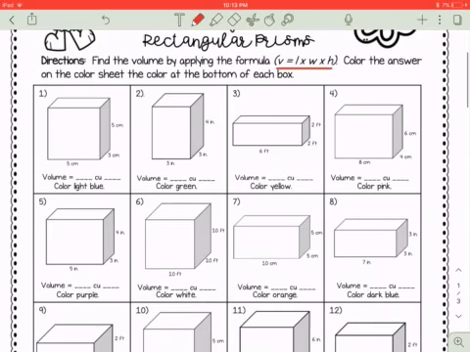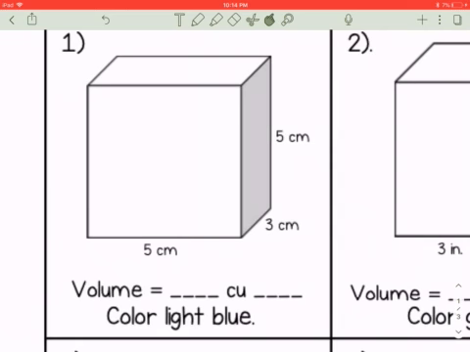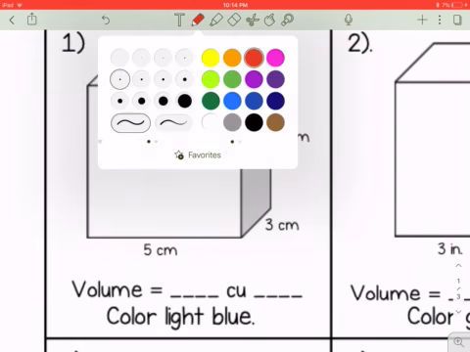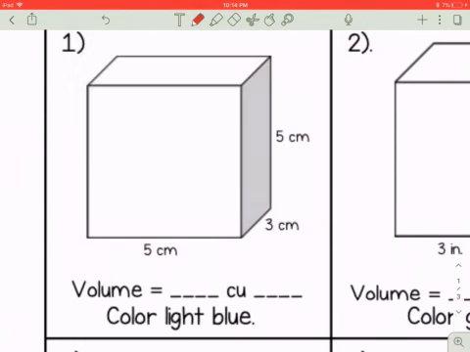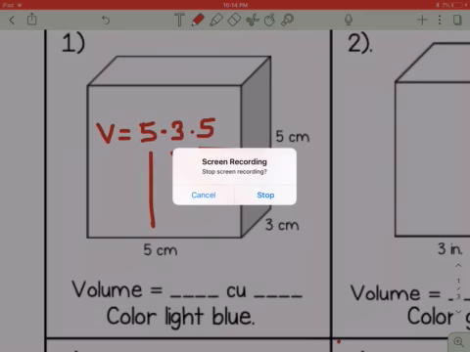So here is your actual worksheet, and I'm going to do a couple problems with you. So the first one says to find the volume of that shape right there, of that rectangular prism. And to do that, I am going to take the length times the width times the height. So I'm going to say volume equals 5 times 3 times 5. That's that 5, that's that 3, that's that 5.